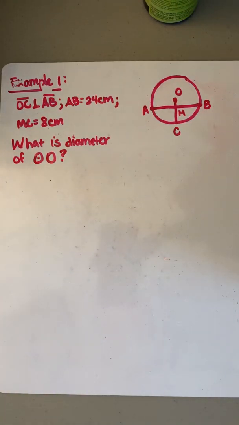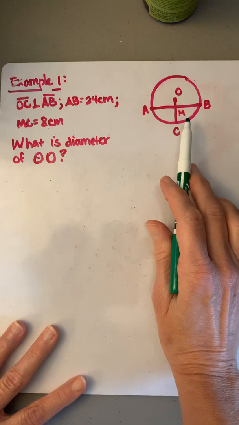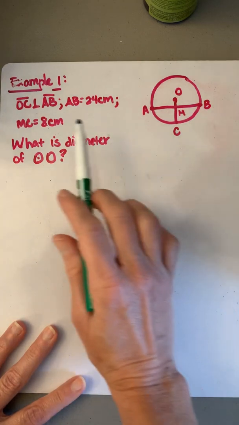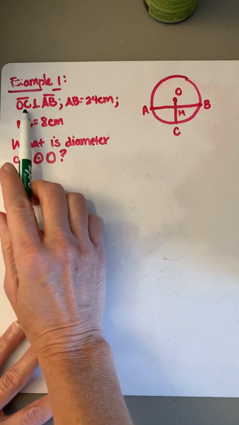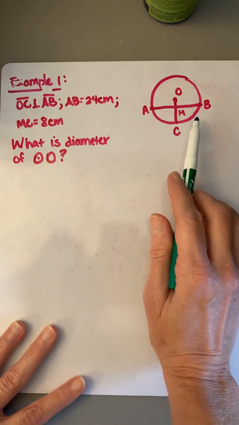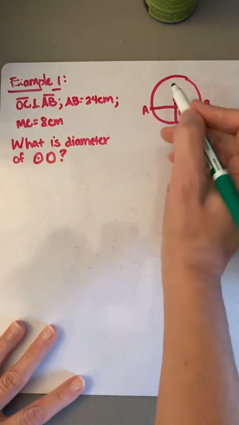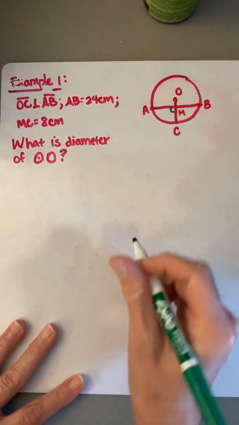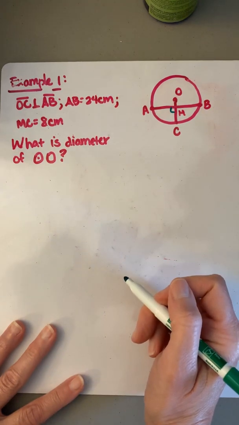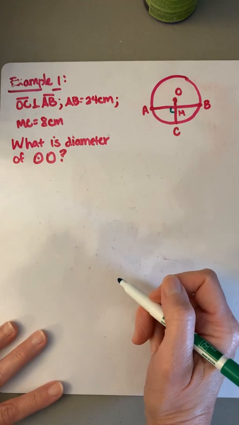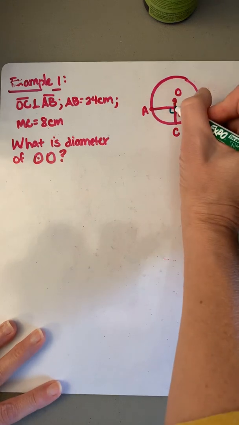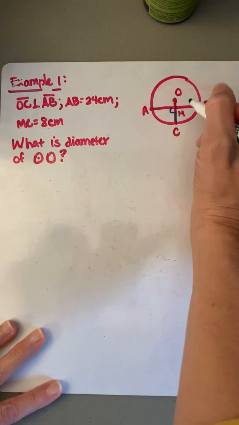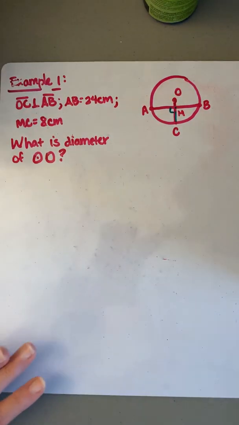And in this example, you can see we have a circle O here, and it tells me that my given is segment OC is perpendicular to AB. So I'm just going to mark that right there. And AB is 24 centimeters and MC is 8 centimeters, so that means this section right here is 8. And so we want to know what is the diameter of circle O. That's what we're trying to find, the diameter of circle O.